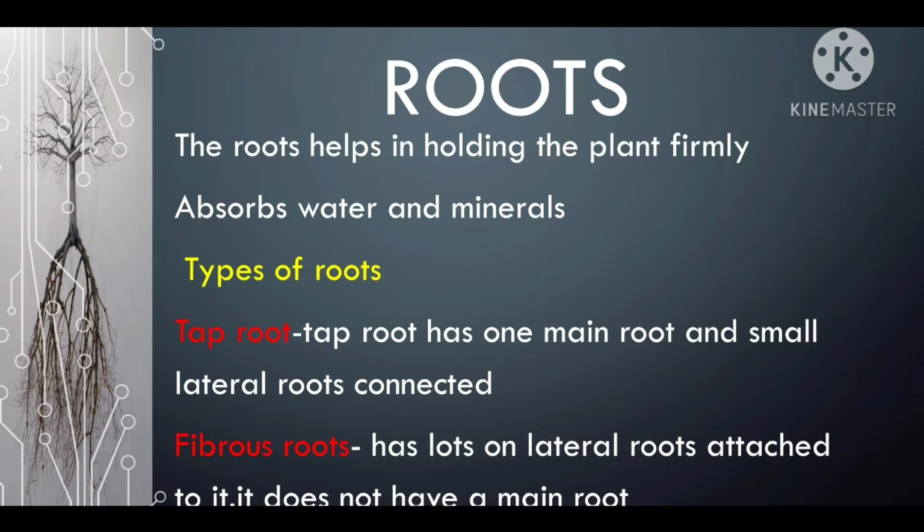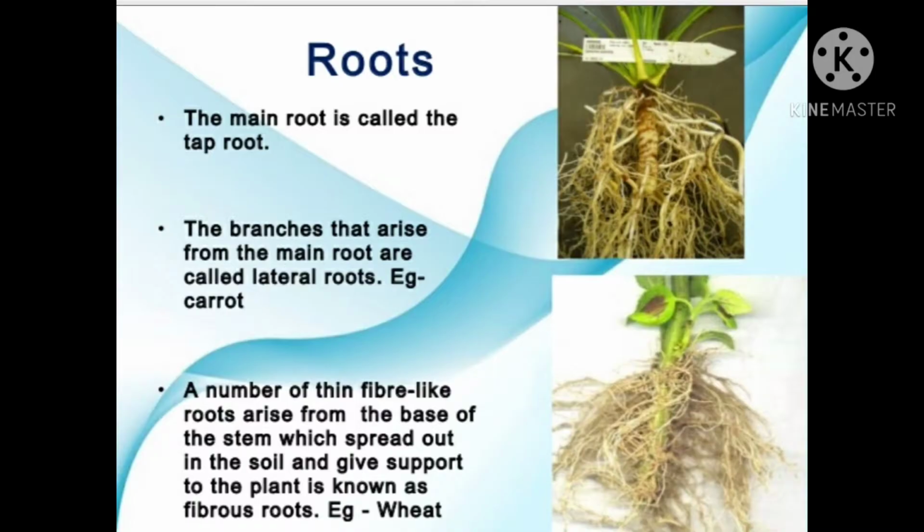Now there are two main types of root system. First is taproot and another is fibrous root. What is there in a taproot? Taproot has one main root and small lateral roots connected to it. And fibrous root has lots of lateral roots attached to it and does not have any main root. Now here you can see the taproot.